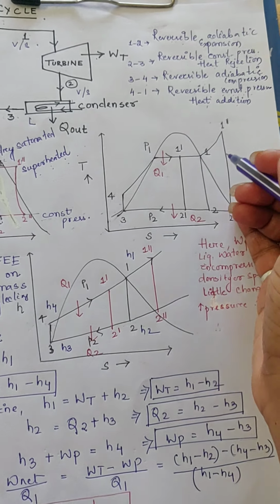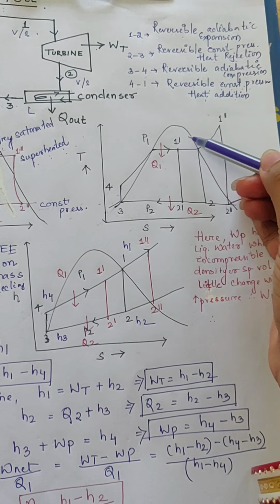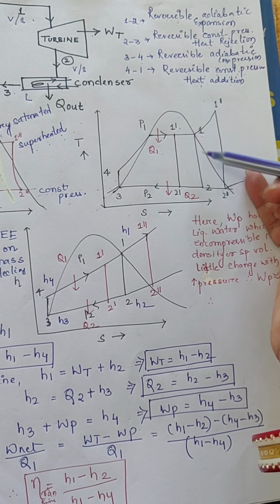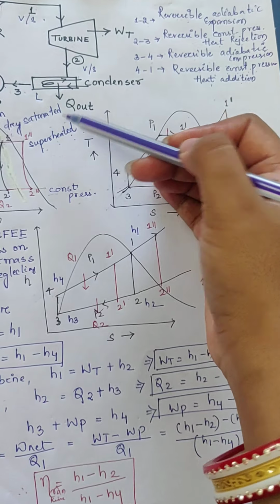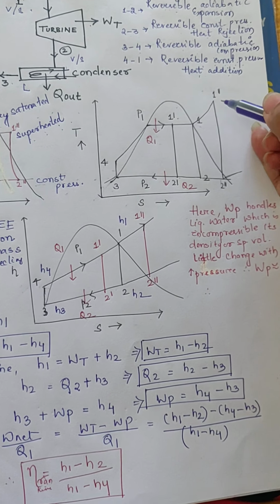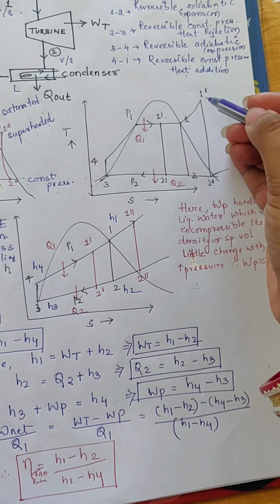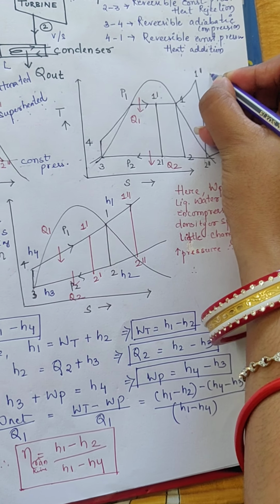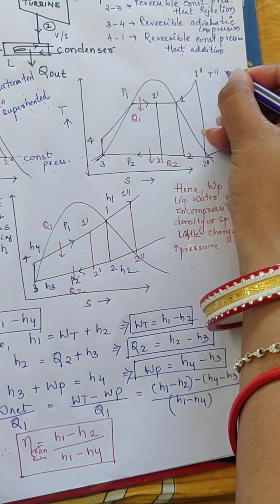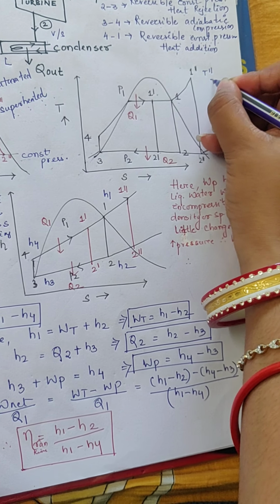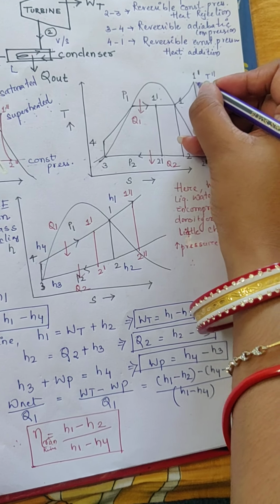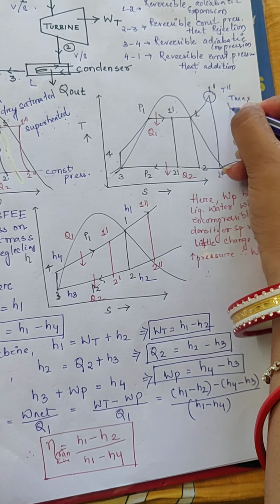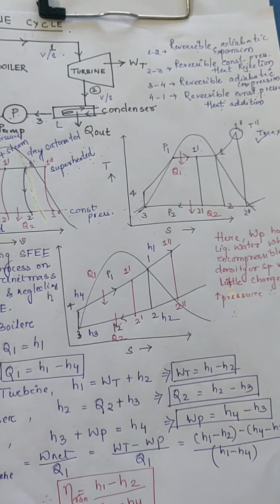In the TS diagram, 1 dash 2 dash is the wet steam, 1 to 2 is the position of dry saturated steam that I have already told you, and 1 double dash 2 double dash is the superheated position. Here the 1 double dash temperature, T double dash, is the highest maximum temperature, because this is the superheated part. That's why the temperature is very high.